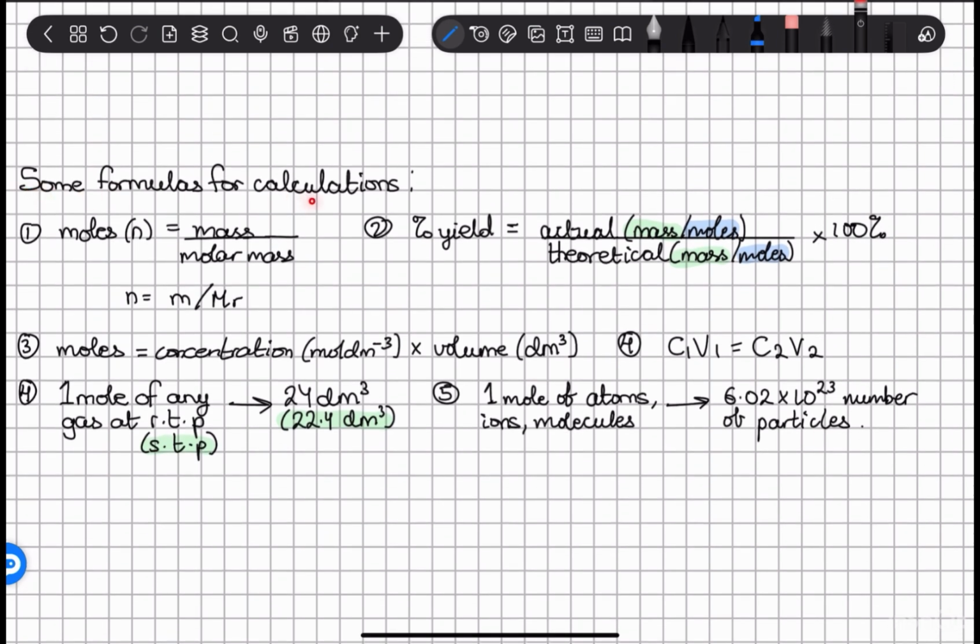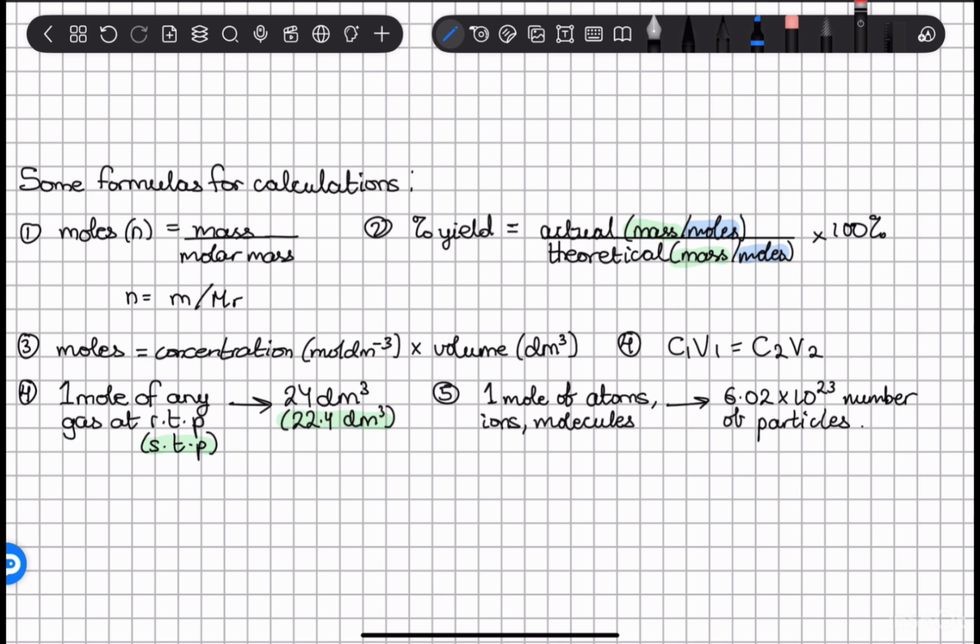These are some formulas that you will need for calculations eventually. Just some basics. You have mole is equal to mass over molar mass. So the amount of moles of an element or a compound will be equal to the mass of that element or compound over its molar mass. That's this formula, and it's one of the most useful formulas ever.